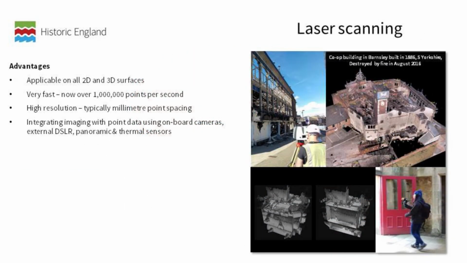So there's the advantages of laser scanning. You can measure pretty much anything that a laser beam will bounce off of. It's very fast, millions of points per second. You can choose the resolution, but it can be very high resolution. Most laser scanners actually have a camera built in, or you can have a camera mounted on top of the laser scanner and use that to apply a color to the measured points.